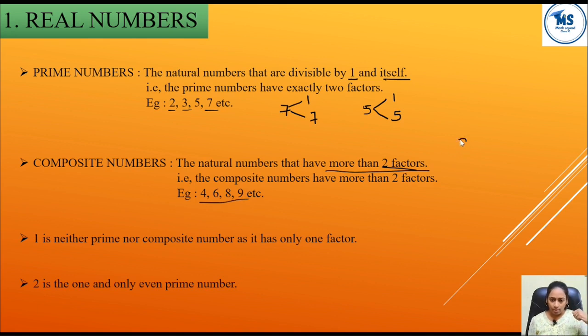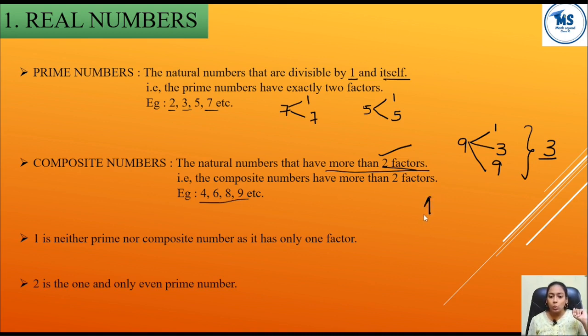I am taking 9. What are the factors of 9, or what are the numbers that divide 9? 1, of course, 1 divides 9. Then 3 divides 9. 3 3s are 9. And of course 9 also divides 9. So how many factors do we have here? 3 factors. By definition, a number which has more than 2 factors is a composite number. So 9 is a composite number. Any number that has more than 2 factors is a composite number.